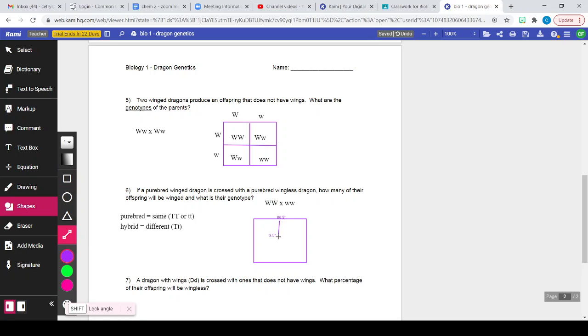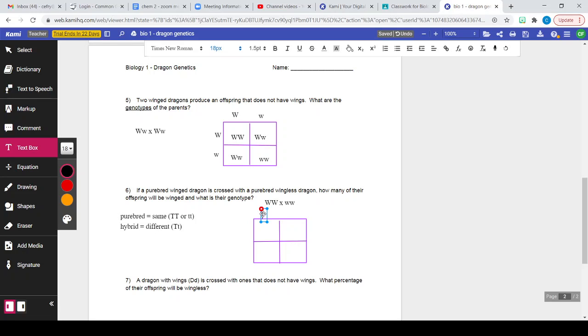Get my lines in here. All right, so now I'm going to put mom on top. Two capitals. One capital goes on one column. The other goes on the second column. And then dad, we're going to put his lowercase. One gene goes in that row. Second gene goes in that row. So now if you look, mom comes down, dad across. I have capital lowercase, capital lowercase, capital lowercase, capital lowercase. So it wants to know how many of their offspring will be winged and what is their genotype.